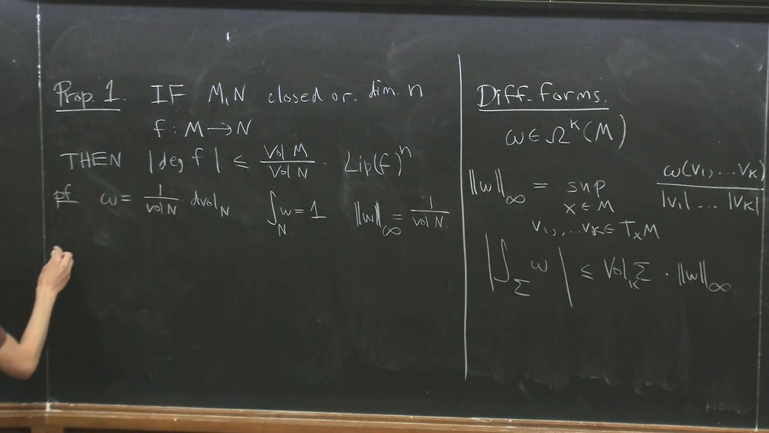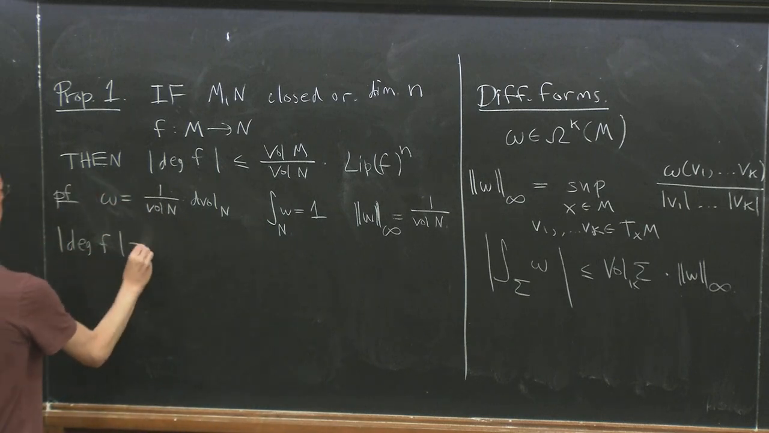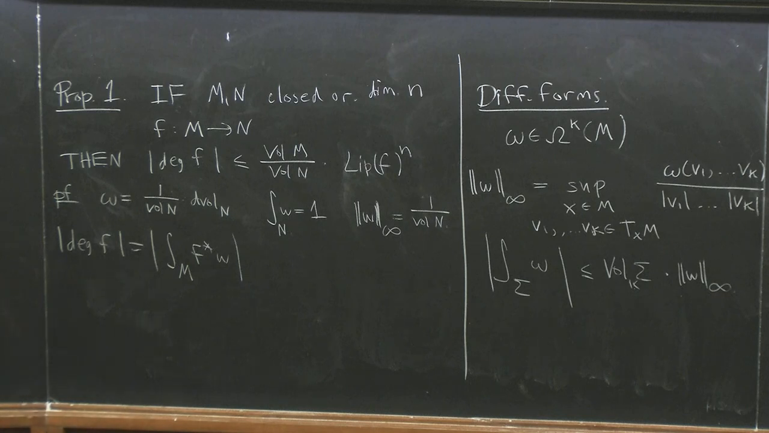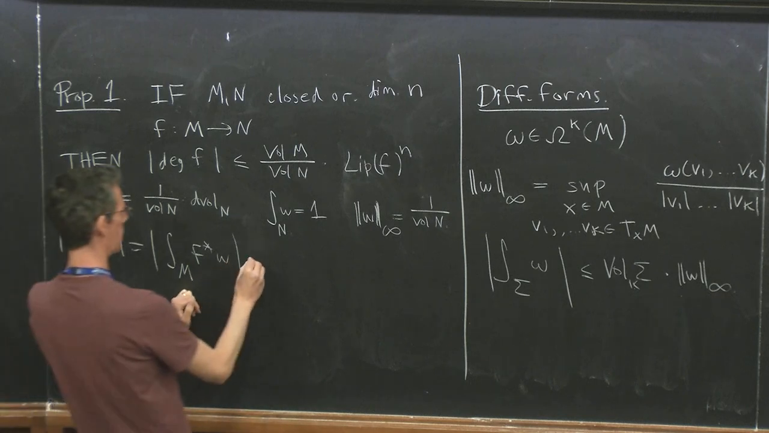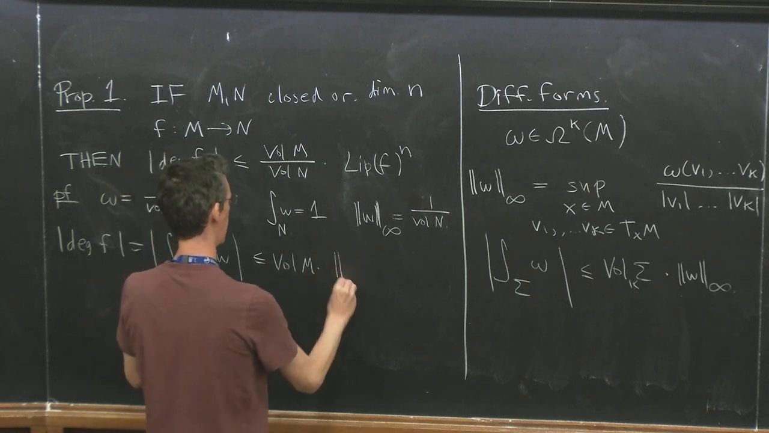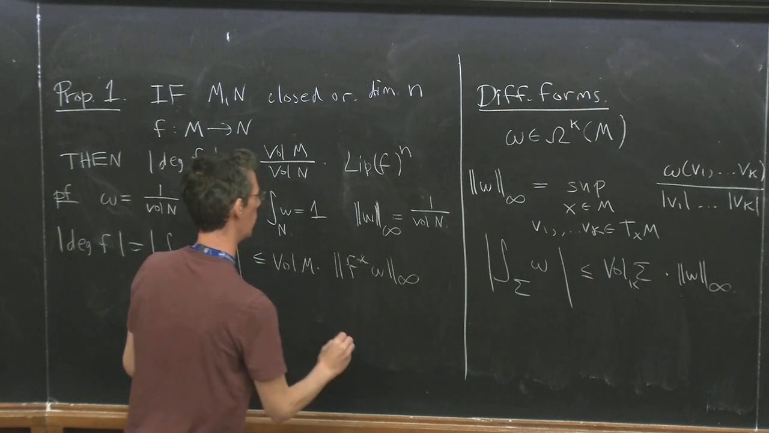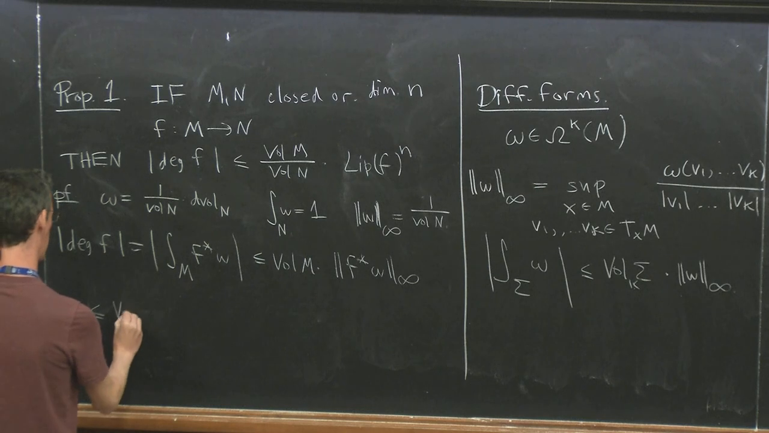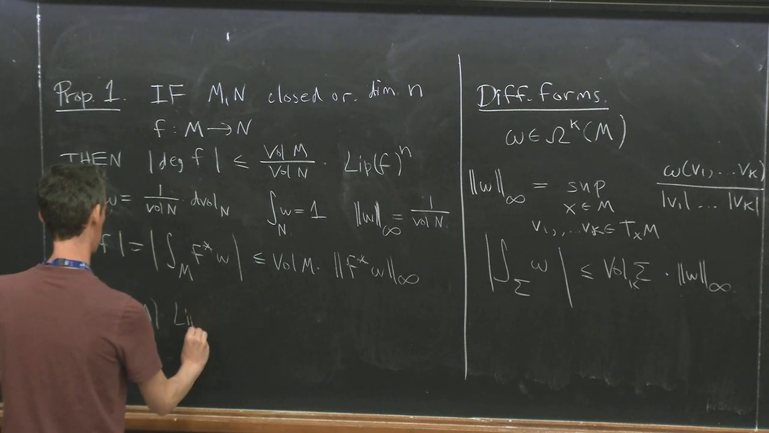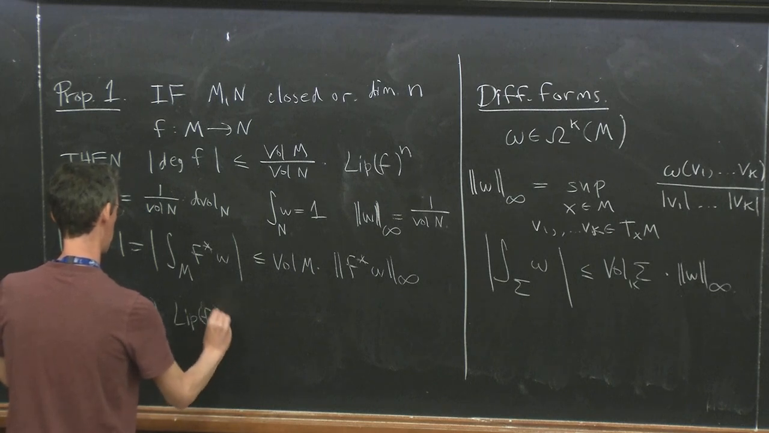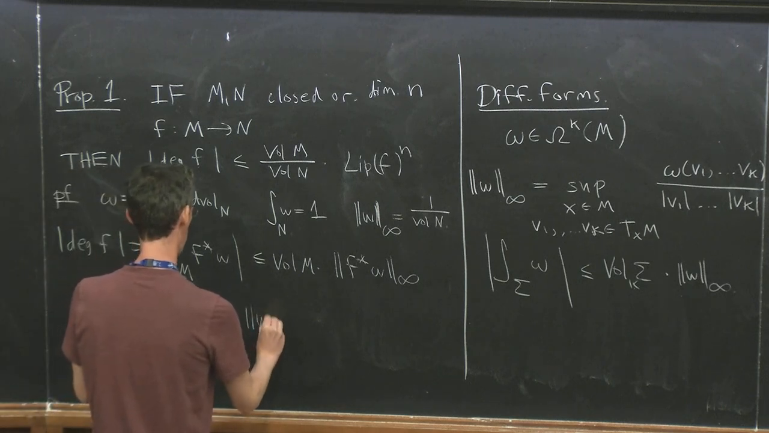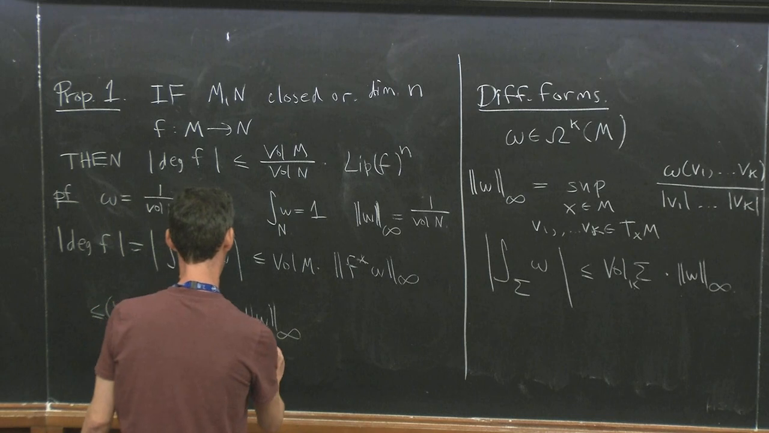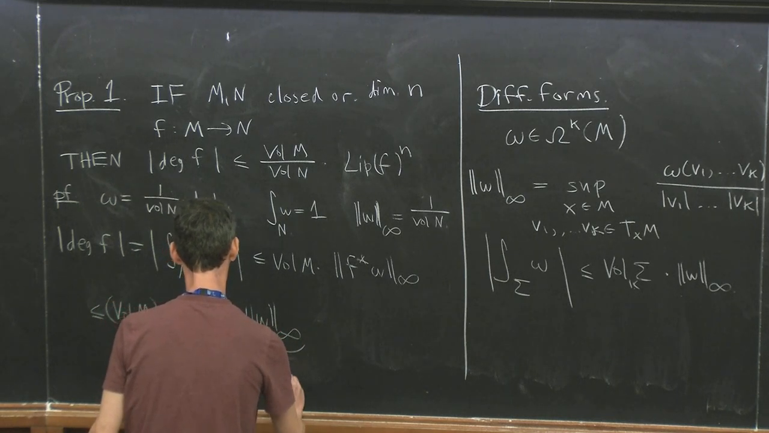Okay, so now how does this relate to the degree? The norm of the degree of F is the norm of the integral over the domain of the pullback of omega. Okay, so that's now bounded by the volume of the domain times the L infinity norm of the pullback form. And then this norm is controlled by that. So that's bounded by the volume of the manifold times the Lipschitz constant of the map to the n times the L infinity norm of the original form. And then we plug in what that is. That's 1 over the volume of the target. And that's the proof.